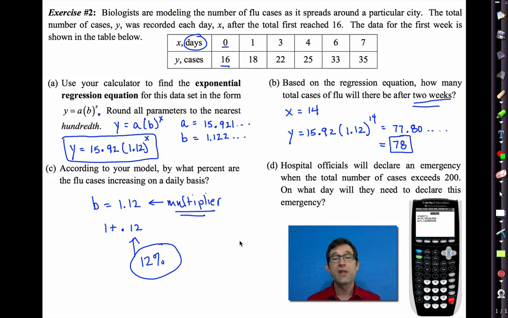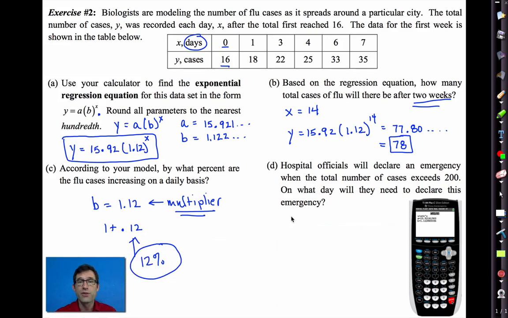All right, well, there's lots of different things we could do here. We could guess or check. We could solve an equation graphically. Honestly, what we're really trying to solve is when 15.92 times 1.12 to the x equals 200, or really exceeds 200? So in a certain sense, we're actually trying to solve an inequality, right? We're trying to figure out when it's greater than 200. Now, the way that I like to do this is actually by using a table, okay?